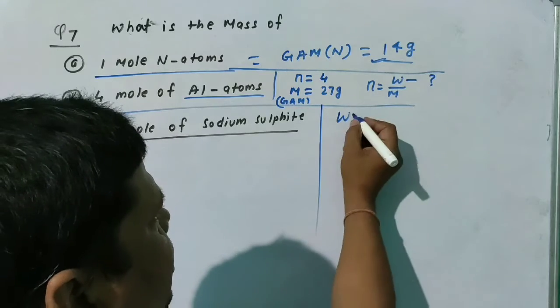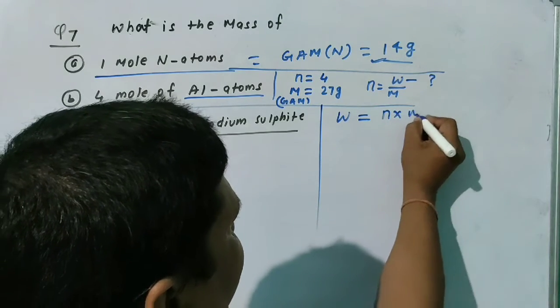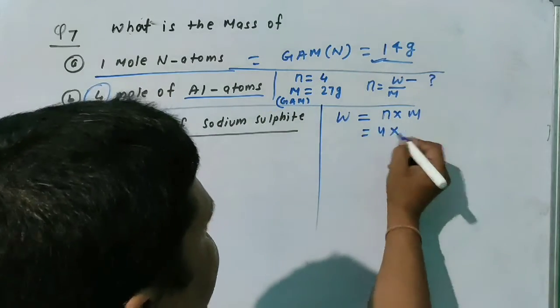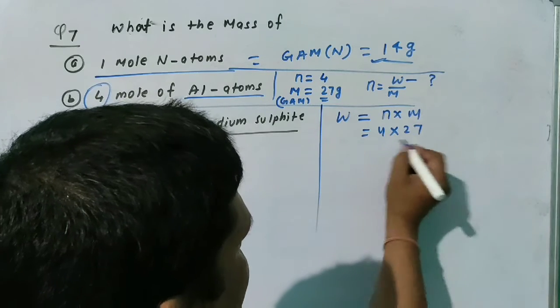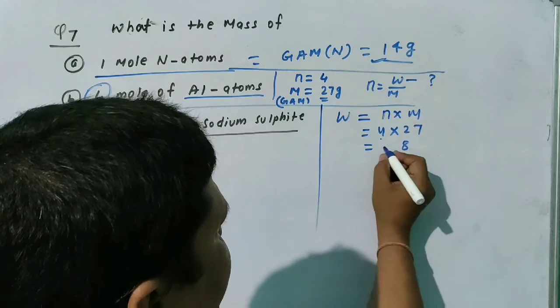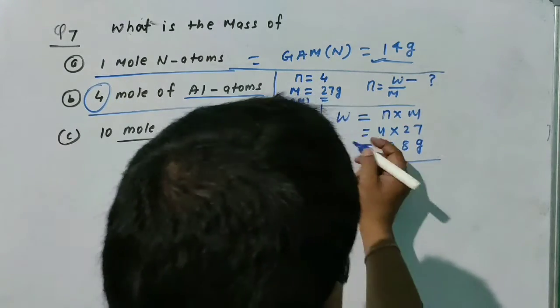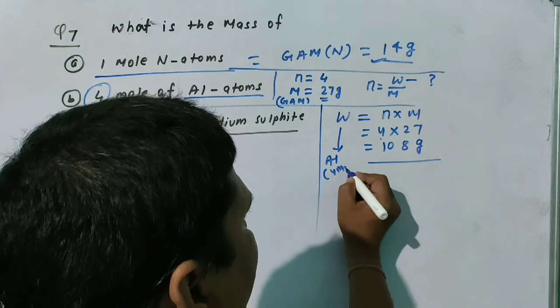What is the mass? So W is equal to N into M. Now number of mole is 4. 4 into atomic mass is 27, and this is equal to 108 gram. This is the mass of aluminium, mass of 4 mole aluminium.